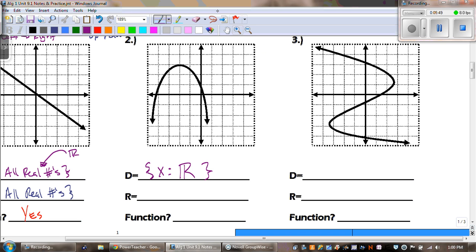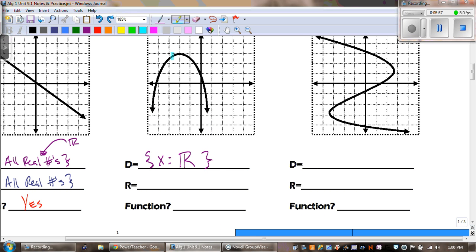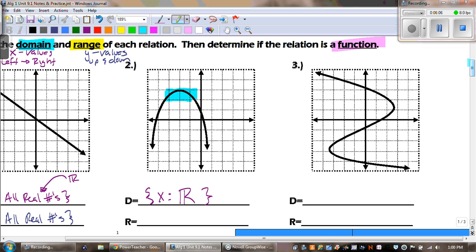Now, let's look at the y. As it goes down and down, there's no stop to it. But look at right there. Does it go all the way up? Can it be at 5 or 10 or 15? No, because there's a specific stop to it. And that specific stop is at the point 3.